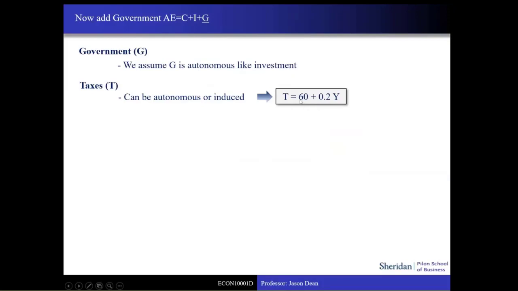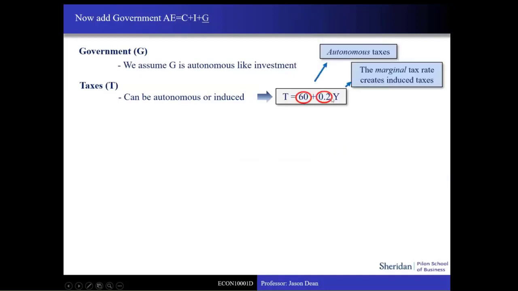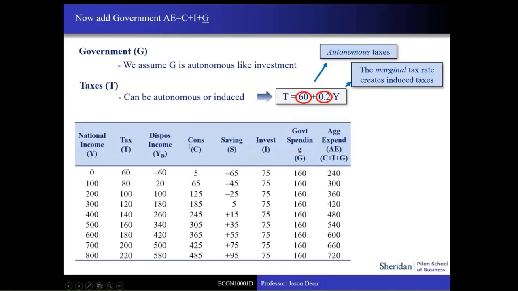So this is the autonomous part. This is the induced part. And so this here would be the marginal tax rate, okay? And it's always 0.2. So let's continue with our ongoing example now, but with this added sector in here.